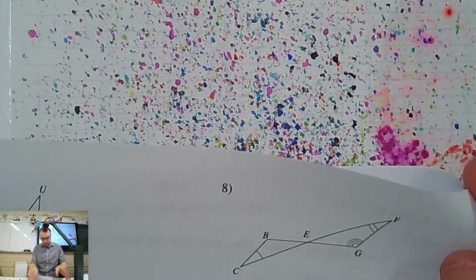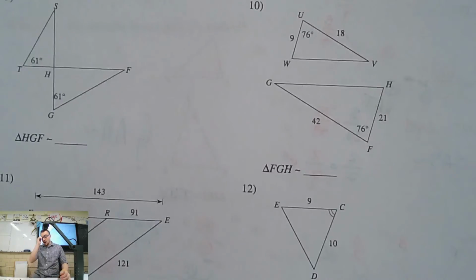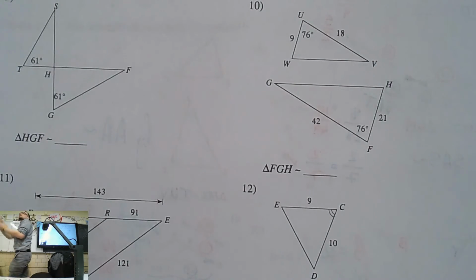We're going to do more of this tomorrow. But you've got the answer key. If you want to jump ahead, go ahead. 11 and 12 are a little tricky, as you might see.